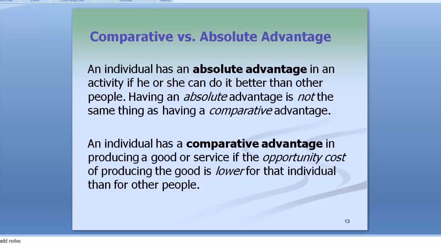To understand gains from trade, we want to understand the difference between absolute advantage and comparative advantage. An individual is said to have an absolute advantage in an activity if he or she can do it better than other people. Having an absolute advantage is not the same as having a comparative advantage. An individual has a comparative advantage in producing a good or service if the opportunity cost of producing the good or service is lower for the individual than other people.